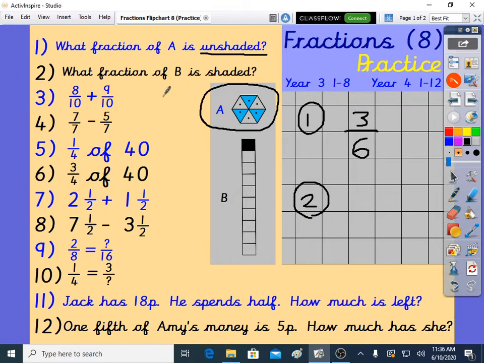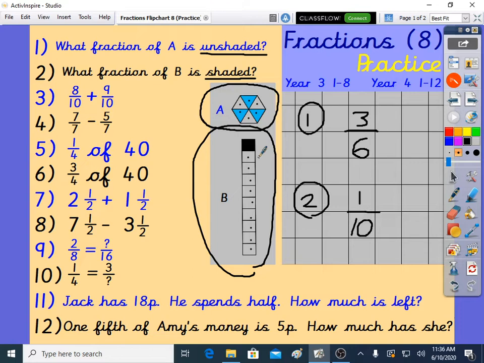Question 2. What fraction of B is shaded this time? Not much of B is shaded. 1 bit. 1 out of, let's see how many bits are all together. Don't forget to count this one. 1, 2, 3, 4, 5, 6, 7, 8, 9, 10. It's 1/10. Not very much of B is shaded in, just 1/10.